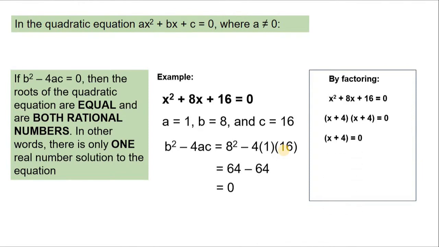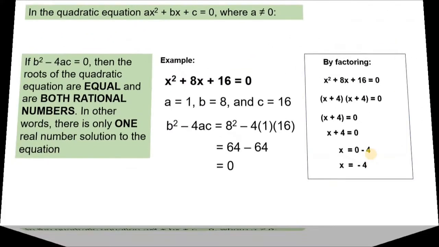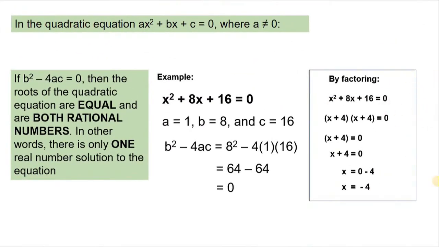So x plus 4 equals 0. x is equal to 0 minus 4. We transpose the 4 from the left side to the right side. So our x is negative 4. Since they are equal, both are x plus 4. Okay? So we have only one solution, which is negative 4. So that is when the value of our discriminant is equal to 0.